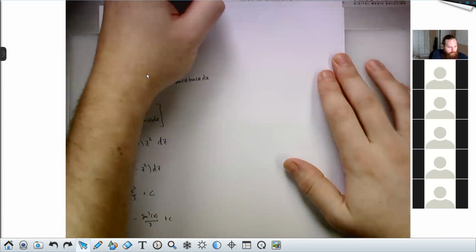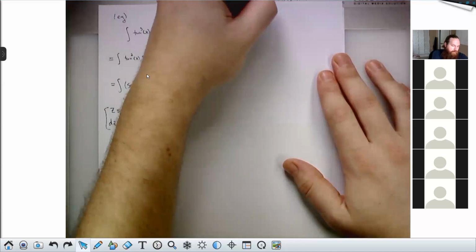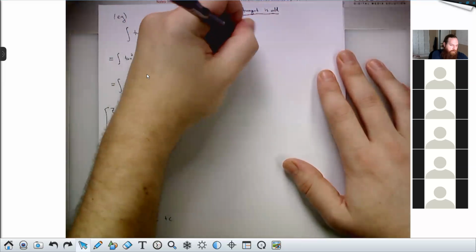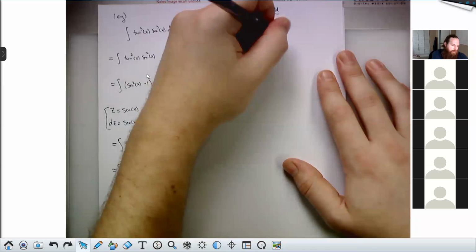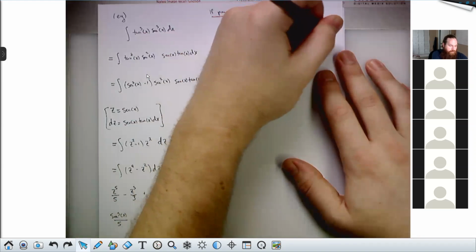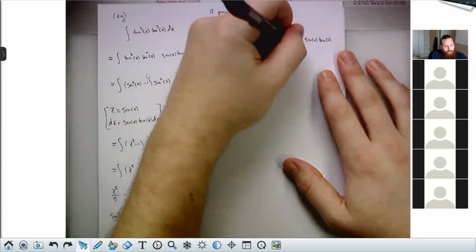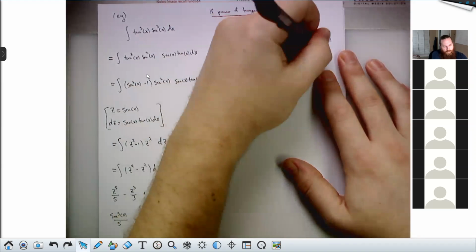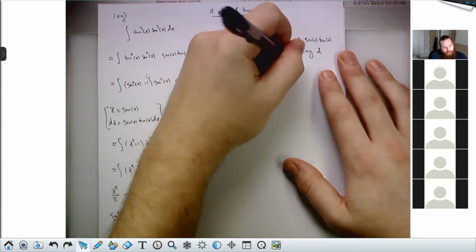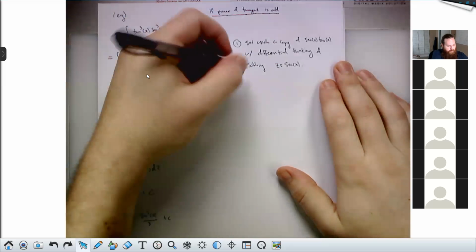So if the power of tangent is odd, then first set aside a copy of secant x tangent x with the differential, thinking of subbing z equals secant x. And then I rewrite the remaining powers of tangent as secants.